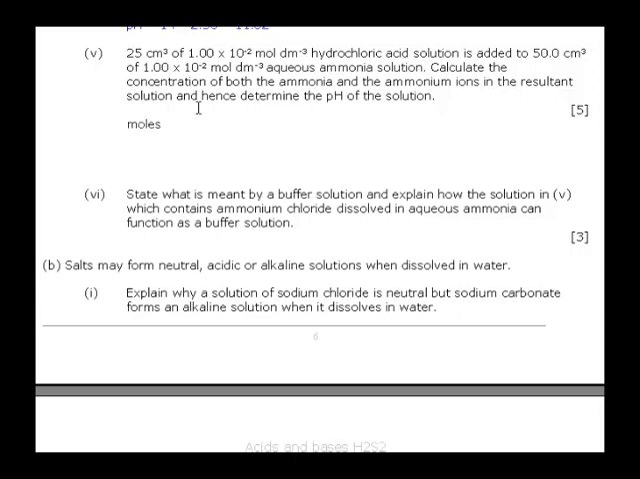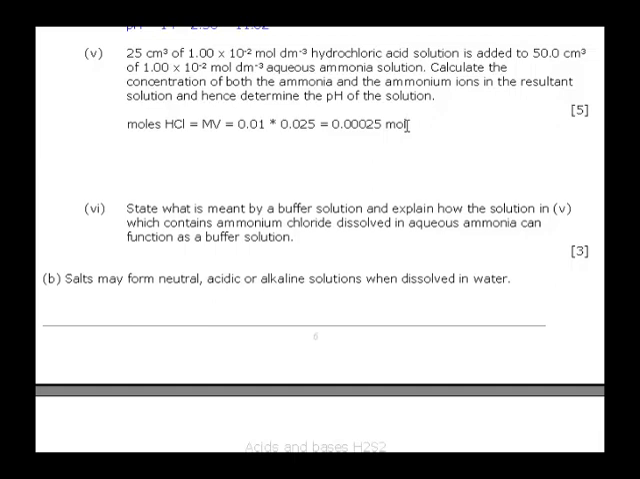So moles of HCl initially is equal to molarity times volume, MV, which is 1 times 10 to the minus 2, 0.01 molar, multiplied by 0.025 litres, and that comes to, is that correct? I think I've got too many zeros, haven't I? 0.00025 moles.